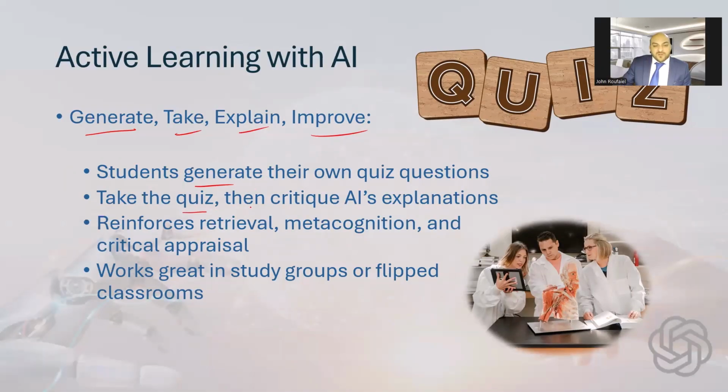Then take a quiz. Critique the AI's explanation. Is this right? Can I go in the textbook? Can I find explanations that match it? And why was this answer correct? Why were the other answers, if it was multiple choice, why were they incorrect? Because the incorrect answer this time could be the correct answer next time. Reinforces retrieval, metacognition, and critical appraisal. Works great in study groups or flipped classrooms.